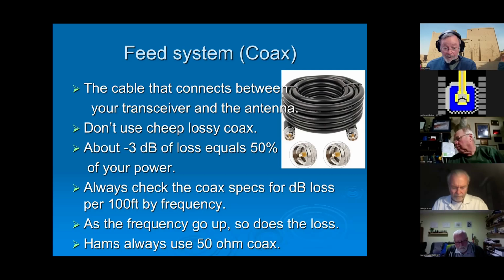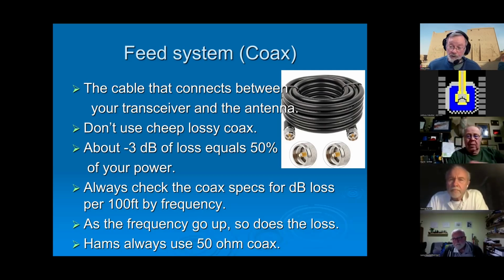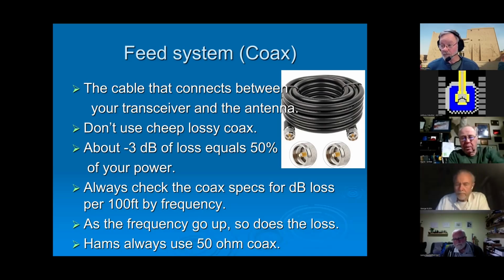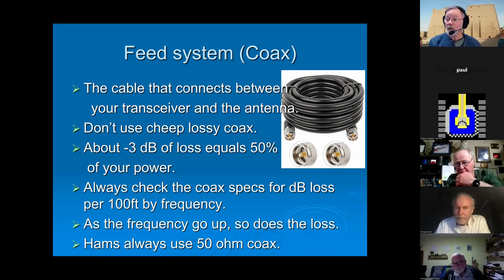The other point there is that hams always use coax that's 50 ohms impedance, period. That's what the hams use. A lot of times in some of these charts, or when you're out shopping, you'll see RG6 or other types of coax that's 75 ohms, and that's stuff that we don't use in the ham radio community.